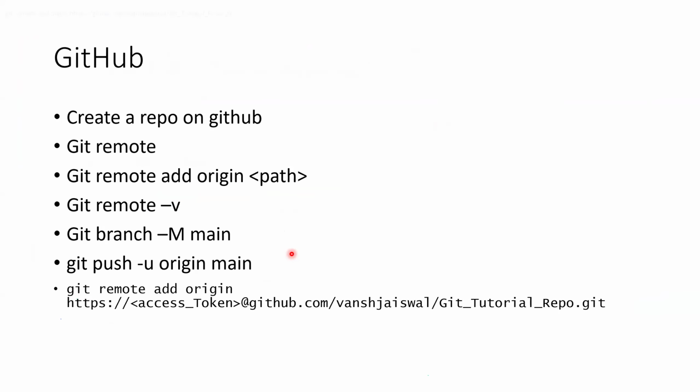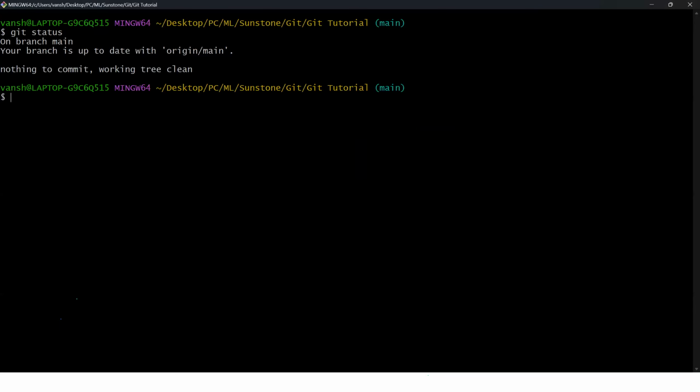Okay, so we have created a repo on GitHub. Now we have to check git remote. What is this git remote? Let's try to understand that. If I'm doing git remote, in my case it is coming as origin.